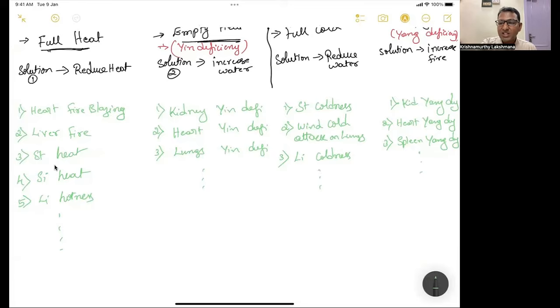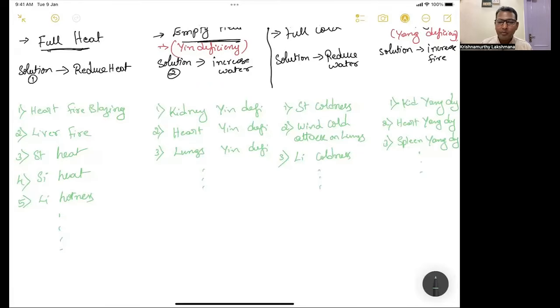All of this is taught in second semester, because somewhere it is fire blazing, somewhere it is heat, somewhere it is hotness. So all of that, don't worry, it is all in all the places. The heat is more. The way it is told is different. Don't worry about that for now.